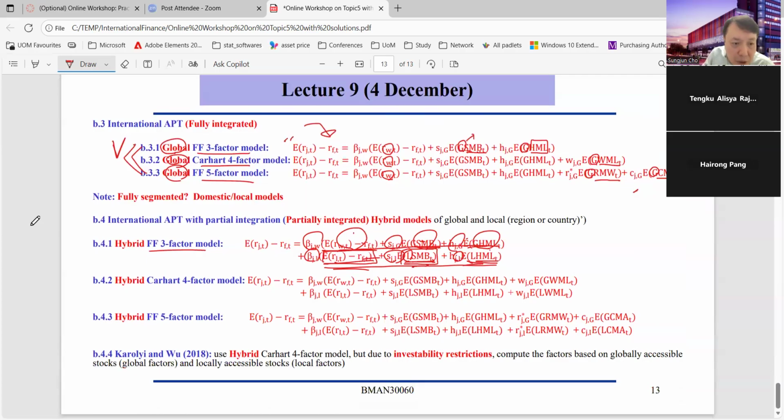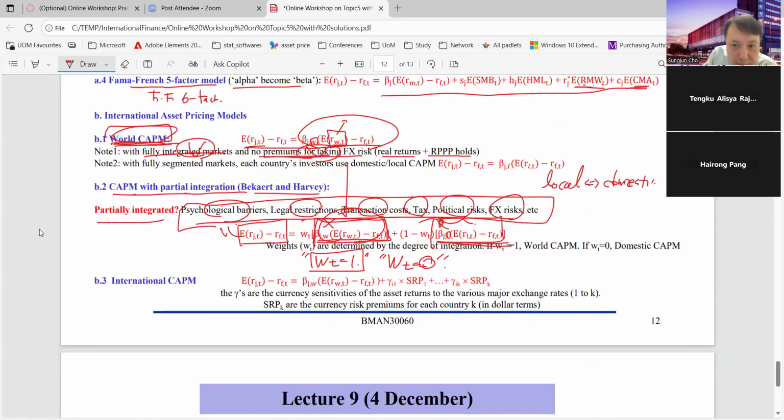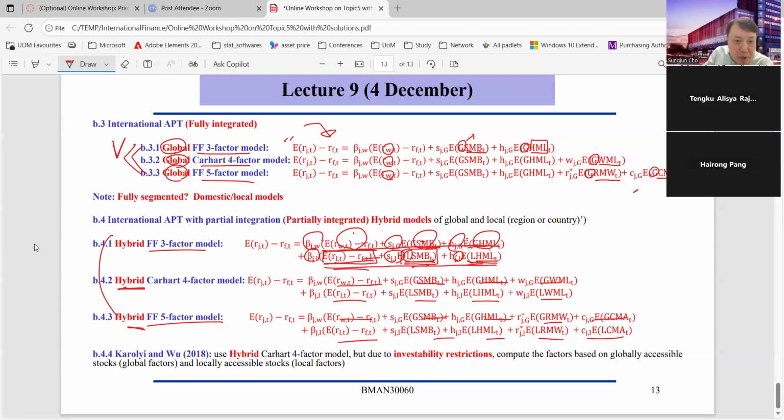Just like that Carhart four-factor model, hybrid is also four-factor consists of global stock, four-factor consists of the local stock. Fama-French five-factor model, hybrid one, 5 global factors, 5 local factors. So this hybrid model is just like this case. The CAPM, if in a partially integrated world, we should use this weighted average of the global and local. In the partially integrated world, we have to use this APT model, just like this.